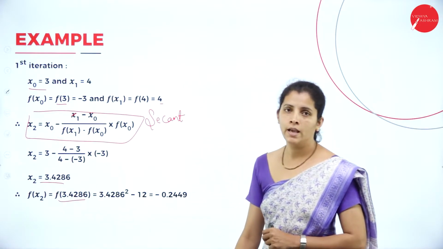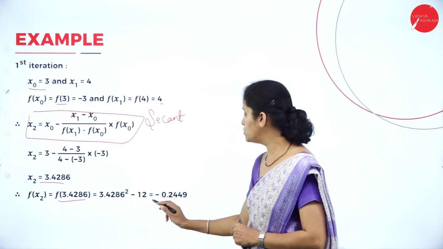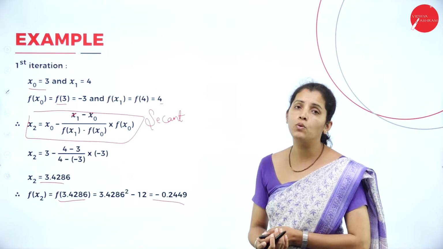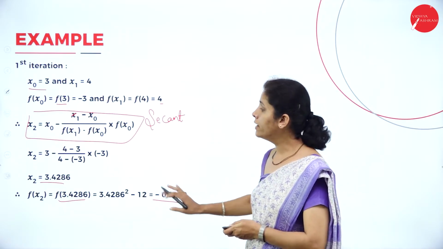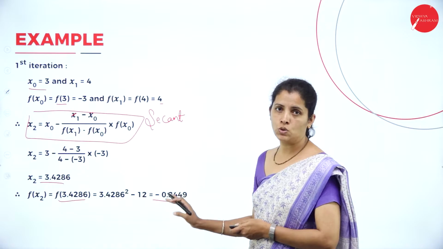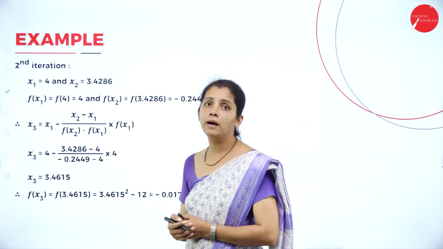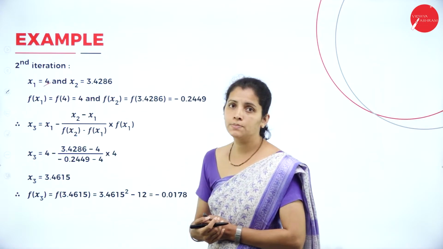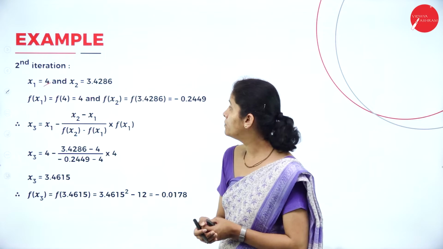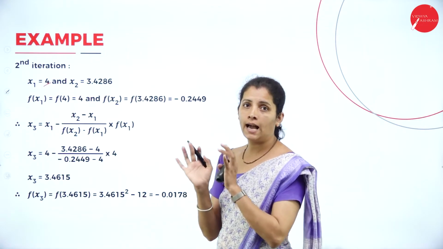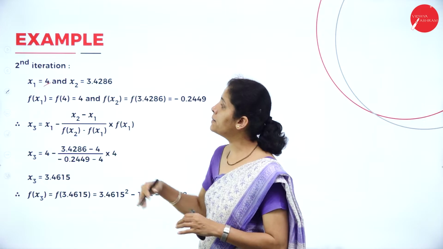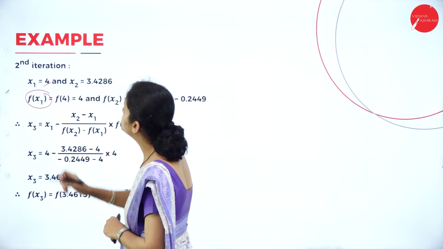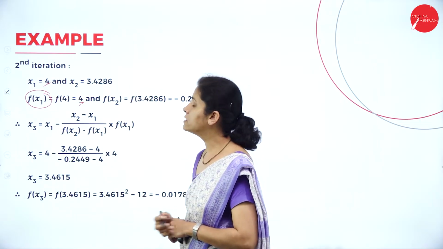substitute the value. And when I take f of x2, I'm going to get minus 0.2446. Okay, now I got x2 and f of x2. In my third iteration, my x1 is nothing but 4 and x2 is my previous value. x1 I'll take as it is and x2 is my previous value. Now see here, my f of x1 is 4. Okay, so answer is 4.